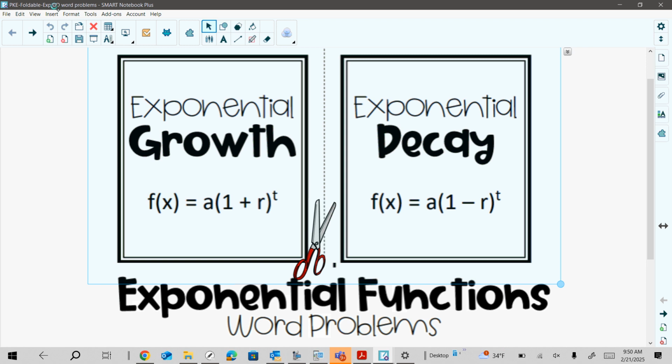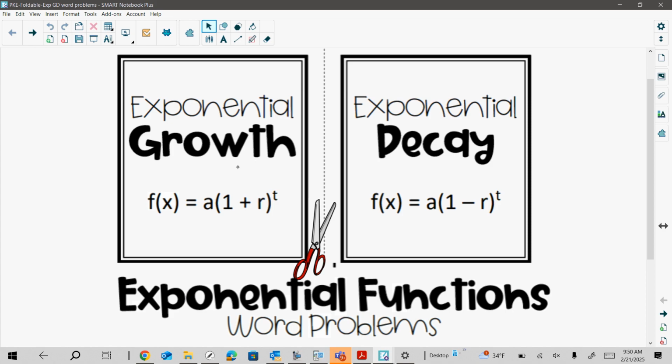We've already addressed exponential growth and decay. We've been looking at the graphs and the tables, and been given an equation to do that. Now we're going to apply that with word problems. This is the formula that we're going to use for growth and decay.